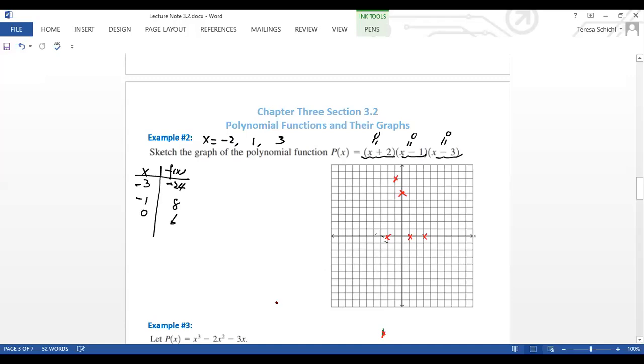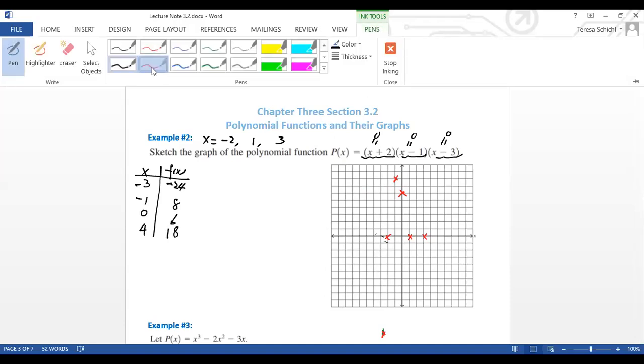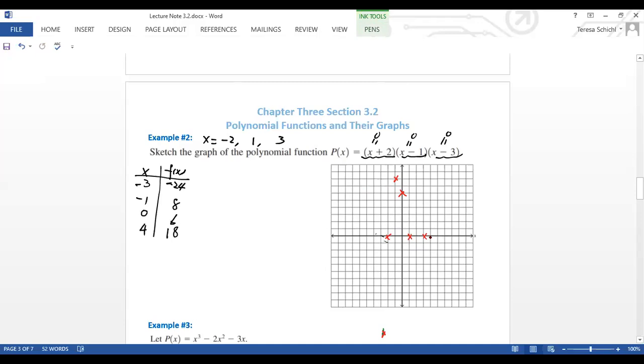Now I'm going to find another point. Let's try 4 to see what it looks like. For 4, you plug it in and it will be equal to 18. So this is 1, 2, 3, 4, and 18 is way up here also, right?